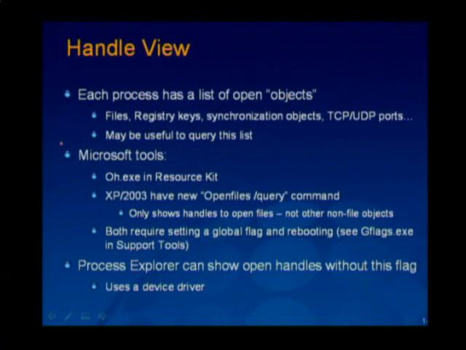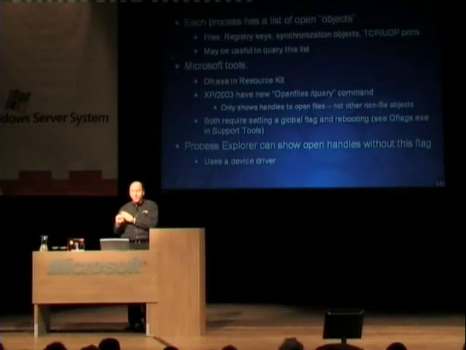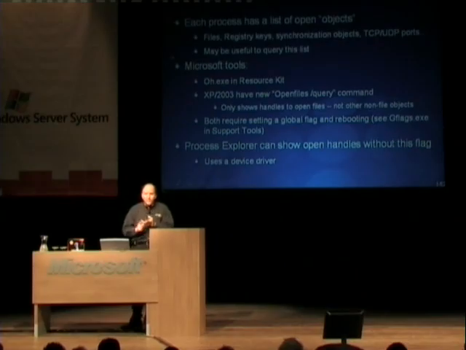I mentioned there were 3 basic pieces of state that comprise a process: the private memory, the security or access token. This was the third, the handle table. Every process has a list of the open resources or handles, and those could be files, folders, registry keys, handles to devices like the COM port or the serial port, parallel port, maybe TCP or UDP endpoints. And it might be useful to query this list to understand what resources the process has its fingers on.